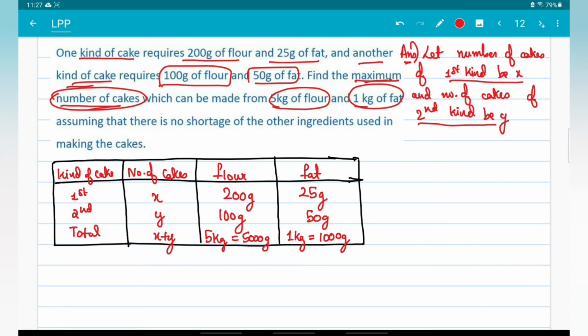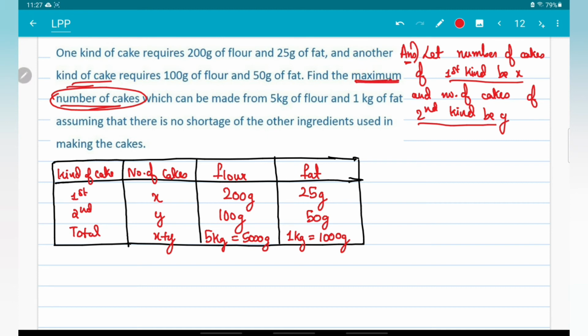So first we will write our objective function. Since I told you that we have to maximize z because they have asked us to find the maximum number of cakes, we are going to maximize z. Since we are supposed to find the maximum number of cakes, the total number of cakes that we can make is x plus y. So our objective function is maximize z is equal to x plus y. So we got our objective function. Now we are going to find our two constraints.